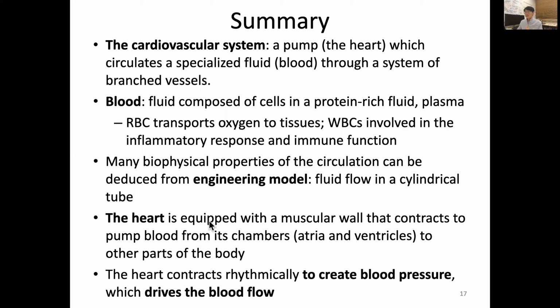And the heart, lastly, is equipped with a muscular wall that contracts to pump blood from its chambers, both atria and ventricles, to other parts of the body. And the heart contracts rhythmically. The goal is to create blood pressure, especially at the aorta and pulmonary artery, which drives the blood flow throughout the system and throughout the lungs.